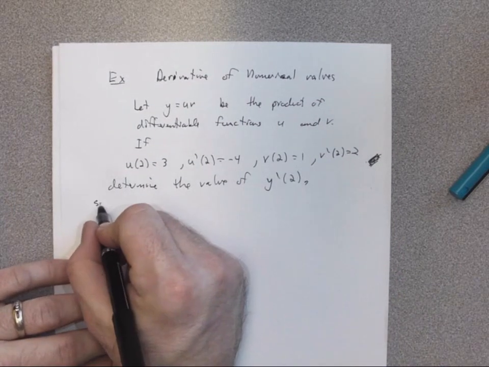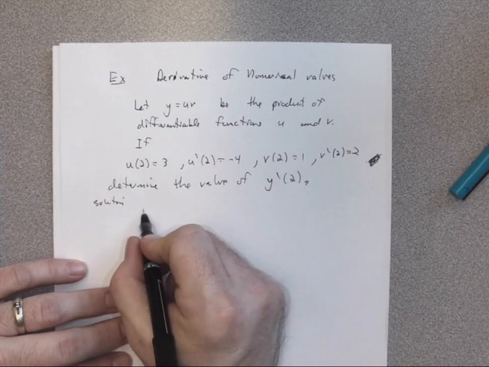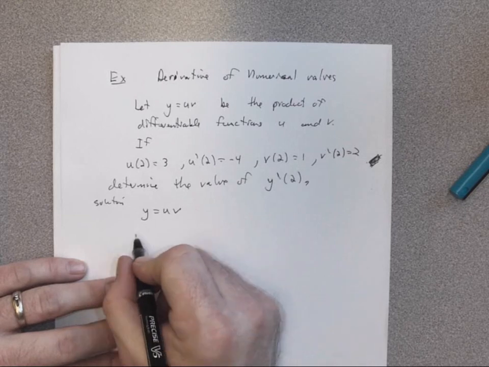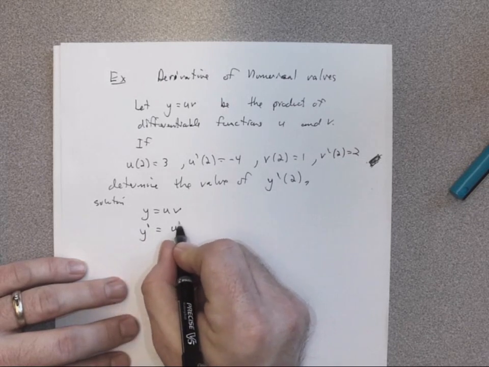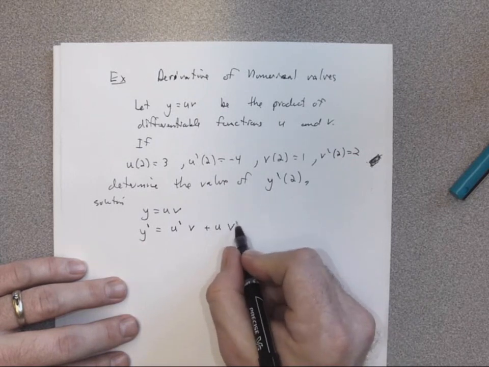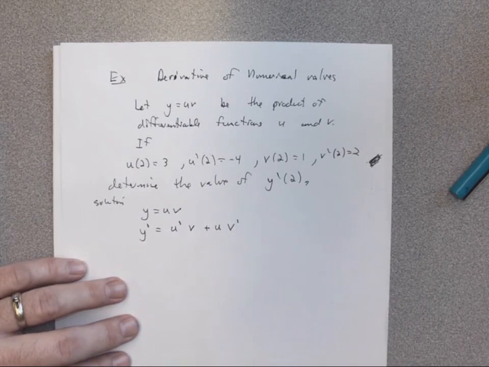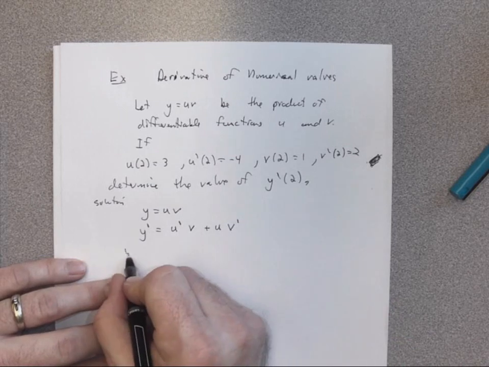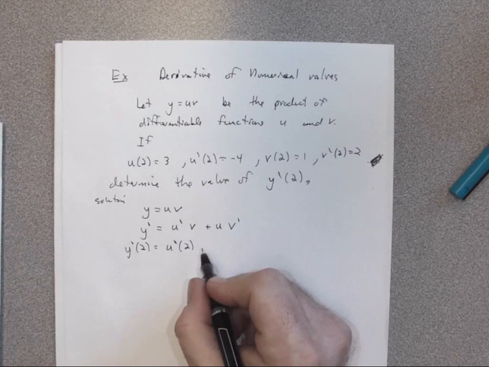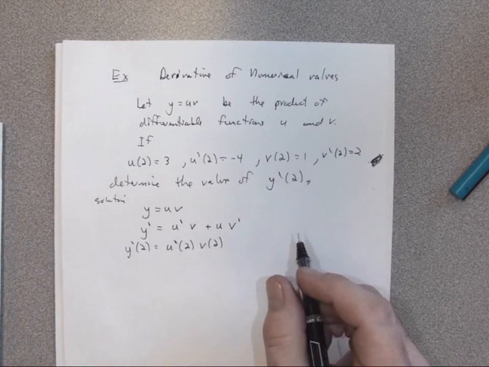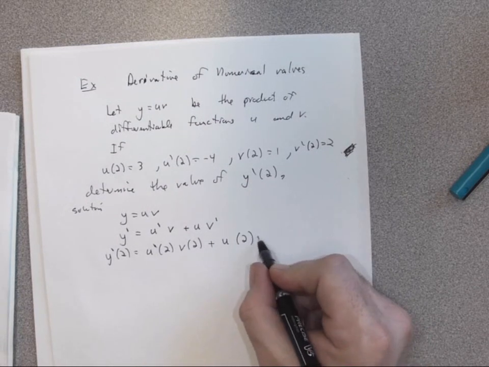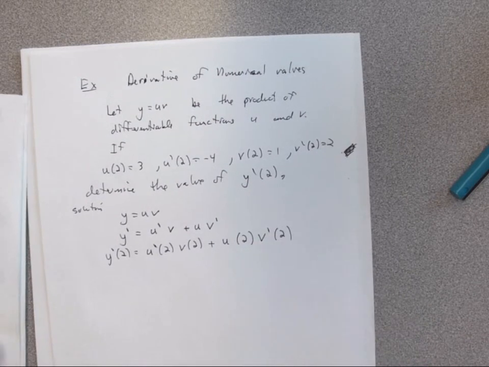Okay, so what we know, our solution here. What we know is y is equal to u times v, right? It's the product of two functions. Therefore, y prime is going to be equal to the derivative of the first times the second plus the first times the derivative of the second. So that means y prime of 2 is going to be equal to the derivative of the first at 2 times the second at 2 plus the first at 2 times the derivative of the second at 2.